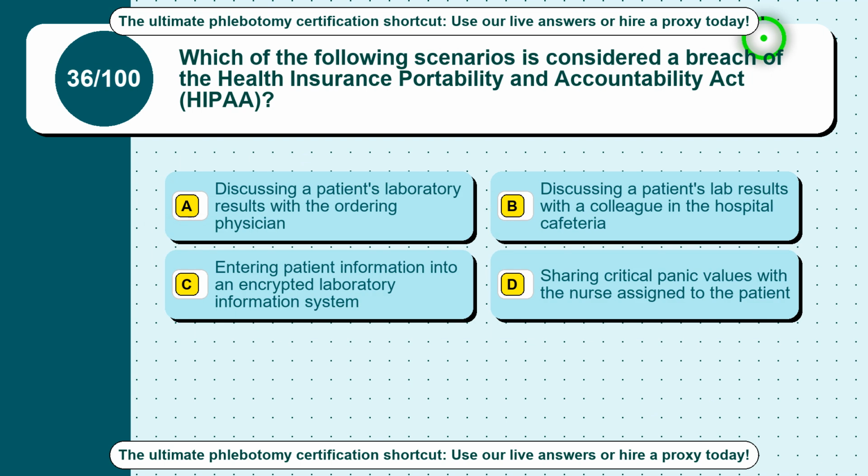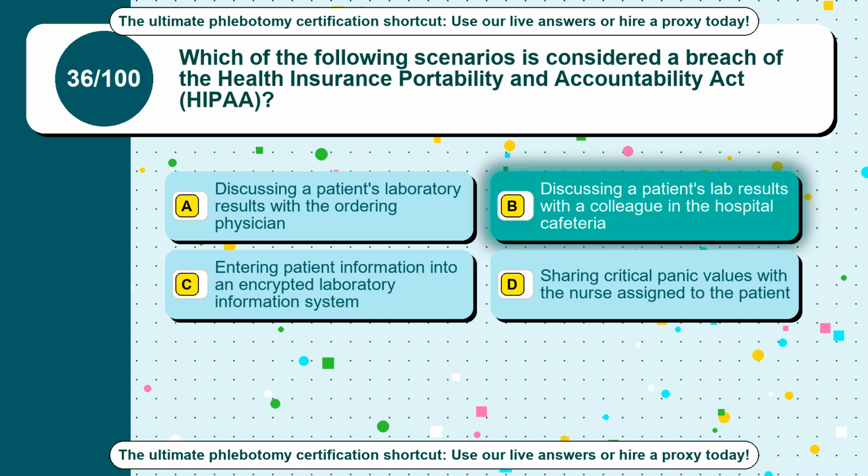Question 36. Which of the following scenarios is considered a breach of the Health Insurance Portability and Accountability Act, HIPAA? Option A. Discussing a patient's laboratory results with the ordering physician. Option B. Discussing a patient's lab results with a colleague in the hospital cafeteria. Option C. Entering patient information into an encrypted laboratory information system. Option D. Sharing critical panic values with the nurse assigned to the patient. The correct answer is option B.